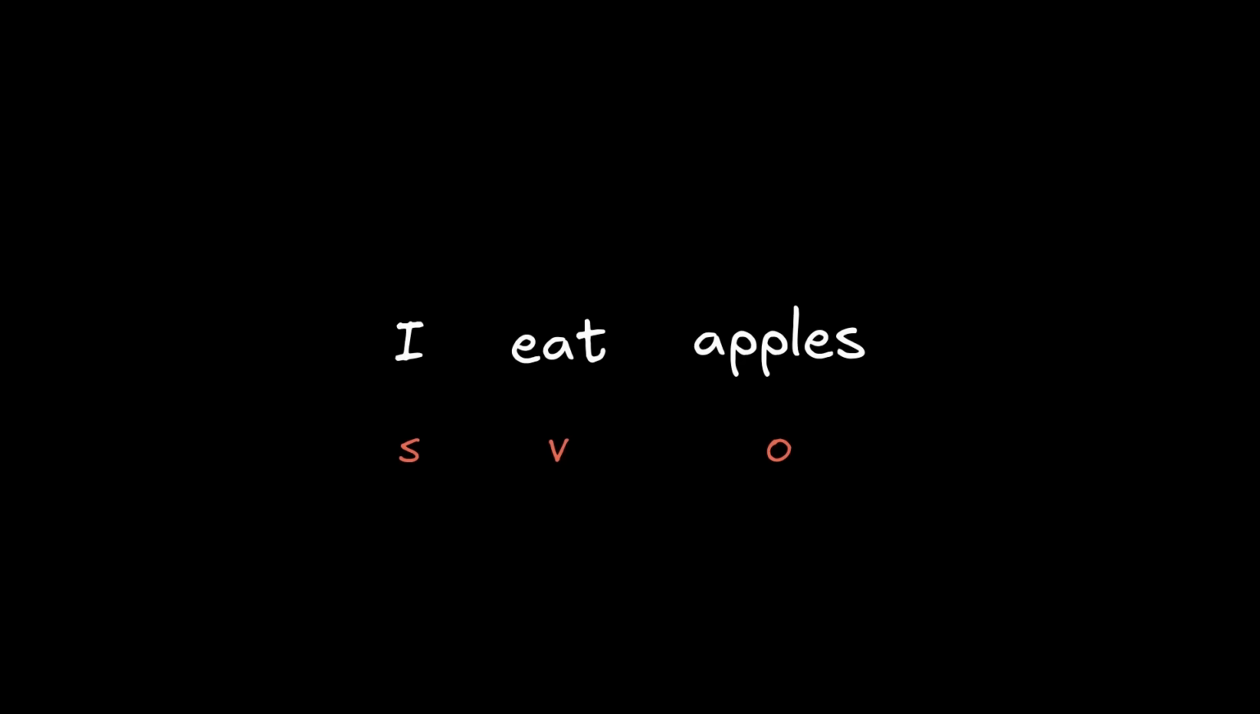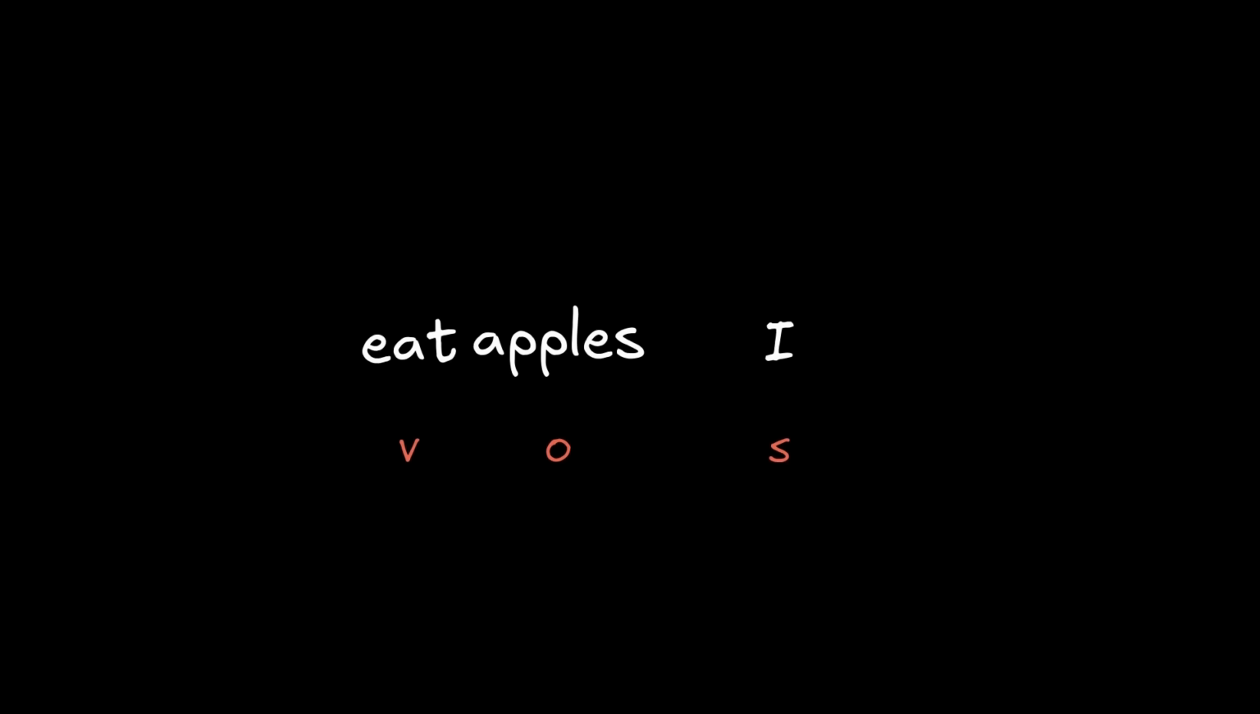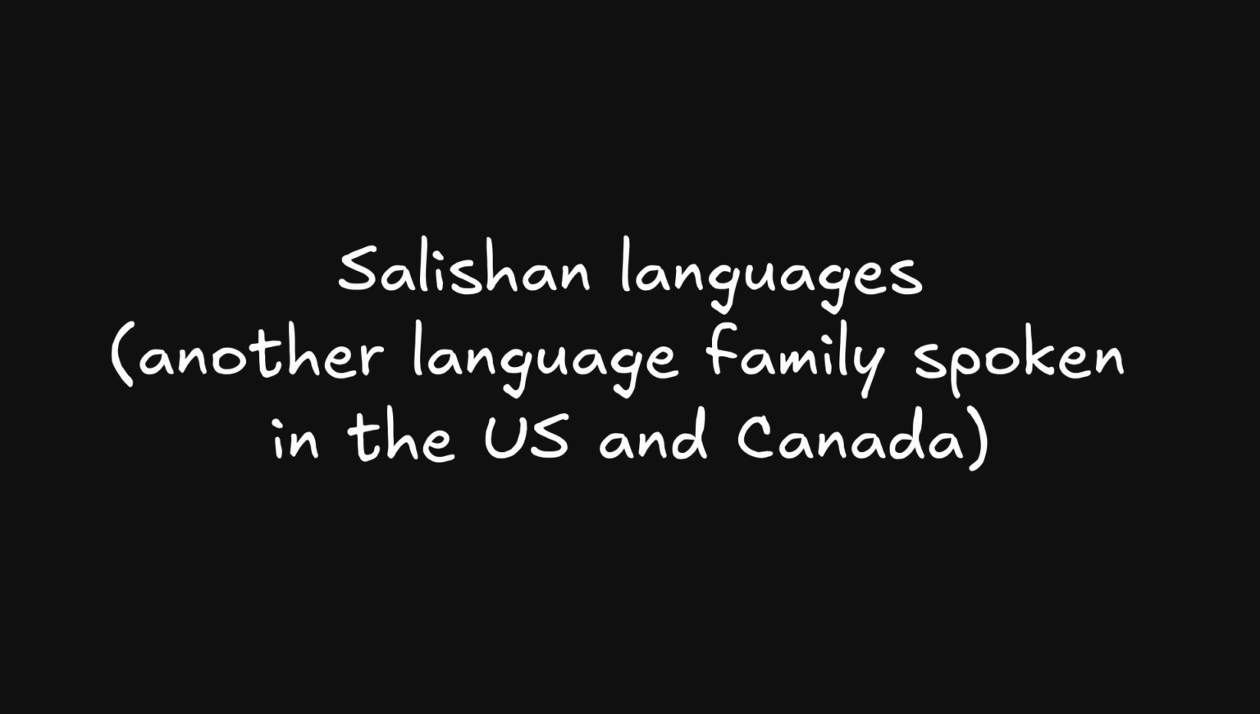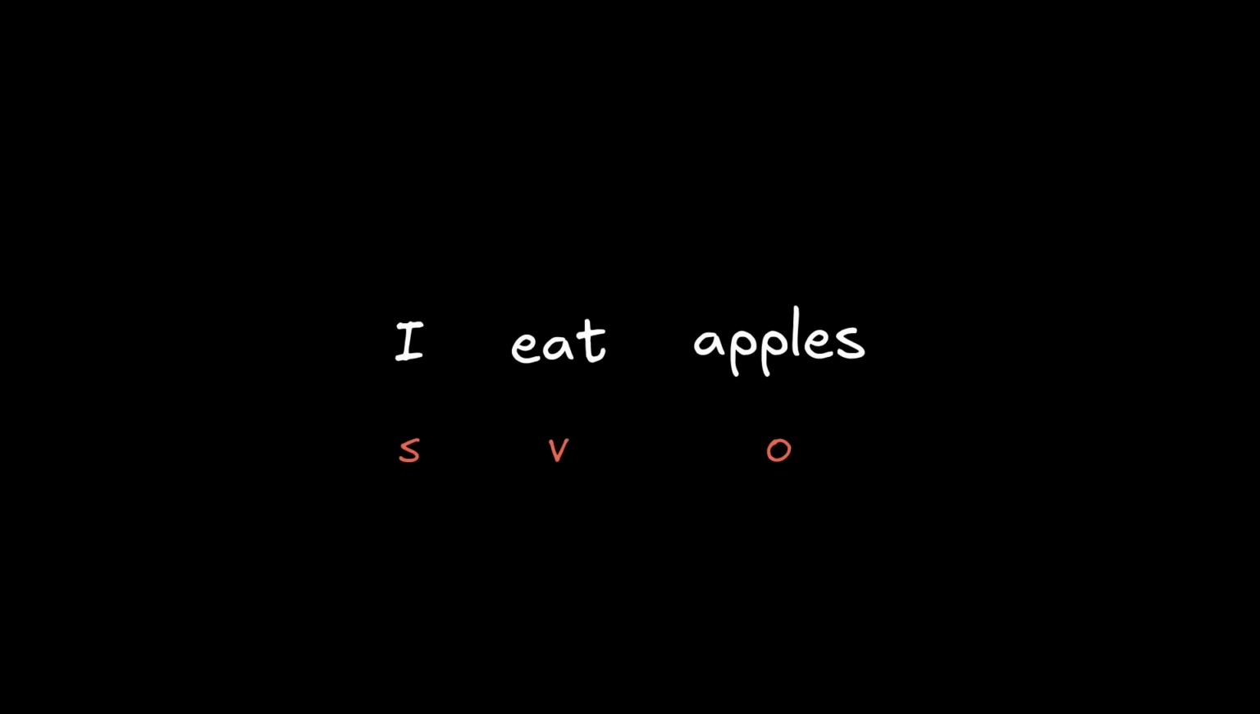The next word order I want to mention is VOS, verb, object, subject. Eat, apples, I. This is a pattern you can find in various languages native to North America. For example, Algonquin languages, which is a family of various languages spoken in the United States and Canada, or Salishan languages. Then we have OVS, object, verb, subject. Apples, eat, I. This is a feature present in Uranina, for example, a language spoken in Peru.